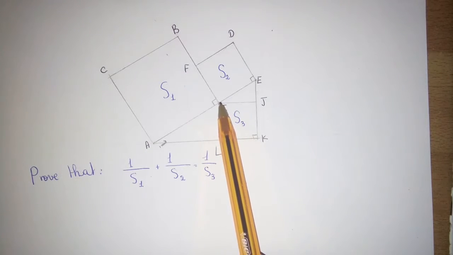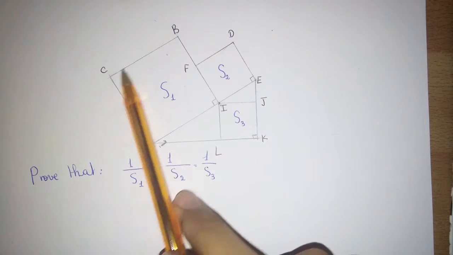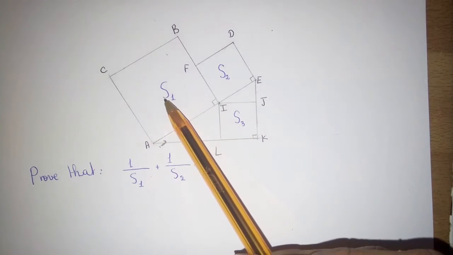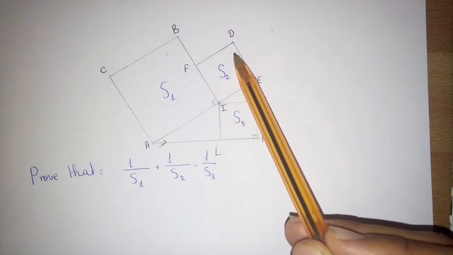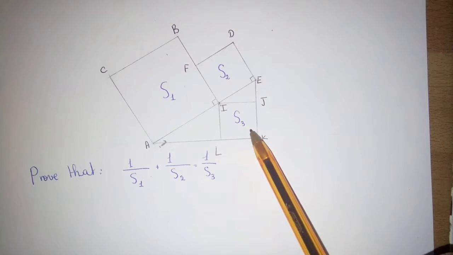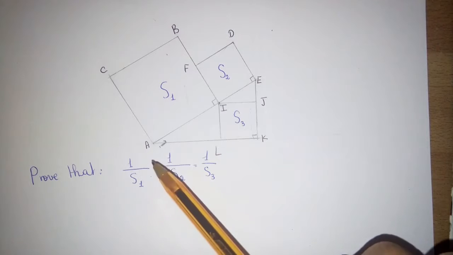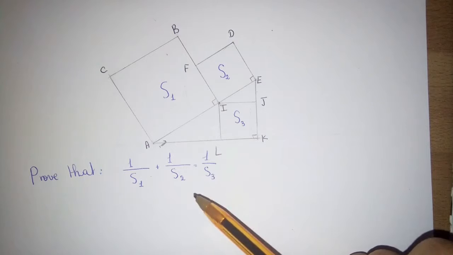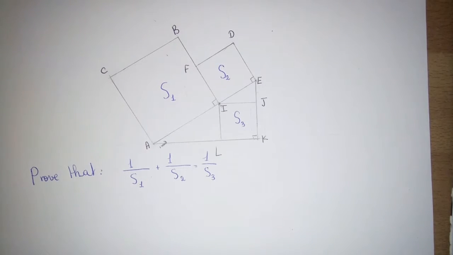From the vertex of the square to the hypotenuse, we draw two more squares outside of the triangles. If we label the surface area of the big squares S1, the surface of these squares S2, and the surface of the original square S3, then the question is: prove that 1 over S1 plus 1 over S2 equals 1 over S3. Give it a try, and when you're ready, keep watching the video to see the answer.